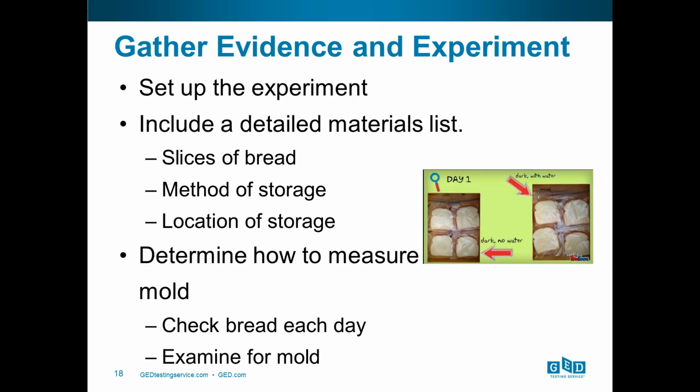I include a detailed materials list. I'm going to need slices of bread that are exactly the same. I don't want some white bread and some wheat bread and some white bread or some rye bread. My method of storage is going to have to be exactly the same. My location of storage. Why in the world would I want the location the same?